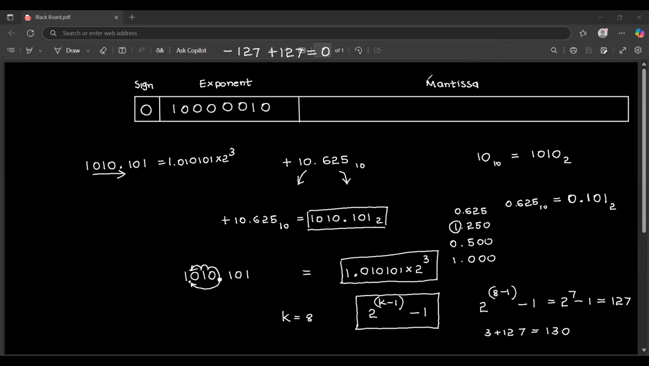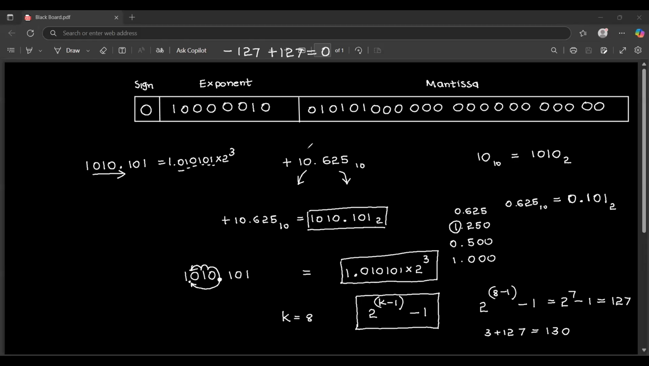Now we'll talk about the Mantissa. In this case, the Mantissa is just 6 bits. You write down the 6 bits: 0, 1, 0, 1, 0, 1. After these 6 digits, you have to complete the Mantissa. Since there are 23 bits allocated for the Mantissa, we have to add 17 zeros after this.